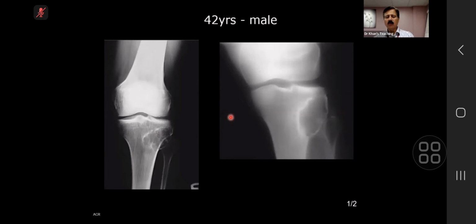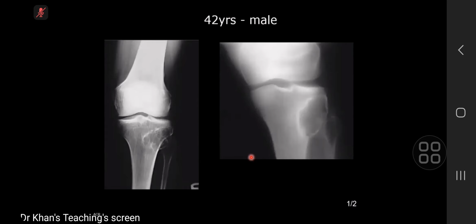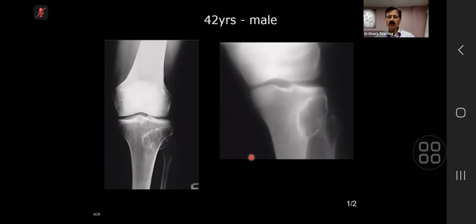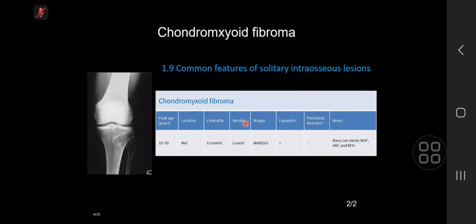But you might like to, if, for example, you are shown a case of non-ossifying fibroma, which I'm going to show you in the next chapter, and the examiner is asking, what is your differential? Then you can consider this and rule that out, because the age group is different and radiology is slightly different also.